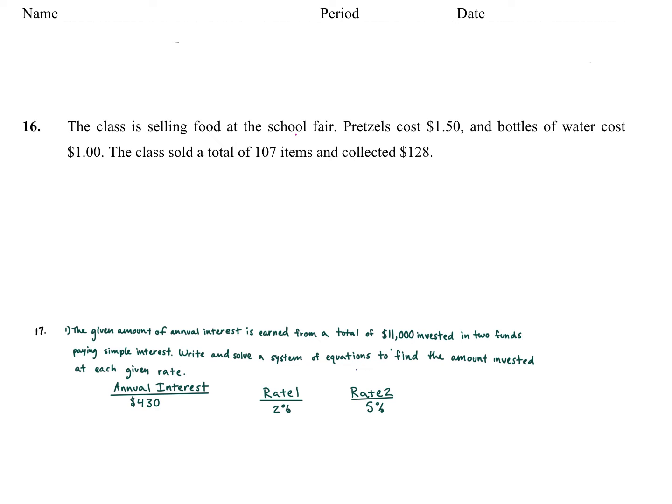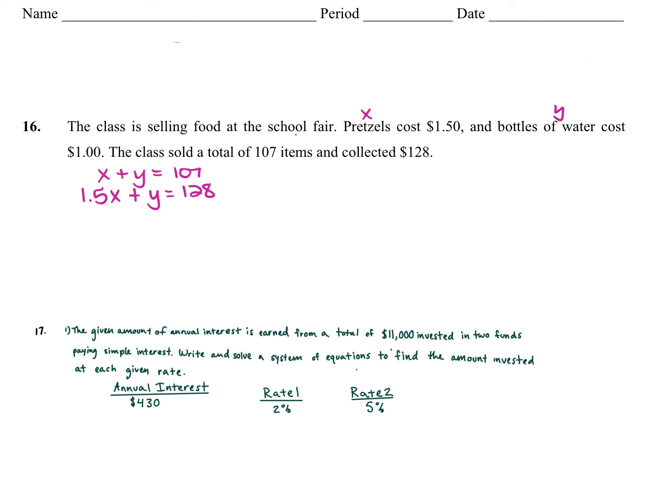If we're working with pretzels and water, we can use variables like x and y. You can use p and w, doesn't matter. But if we sold a total of 107, that means that x plus y is equal to 107. If each pretzel is $1.50, that means that we would have a 1.5x, and each bottle of water is $1. That would just be 1y or y. Total of that comes out to 128. So you have your two equations based off of the information that's given to you.